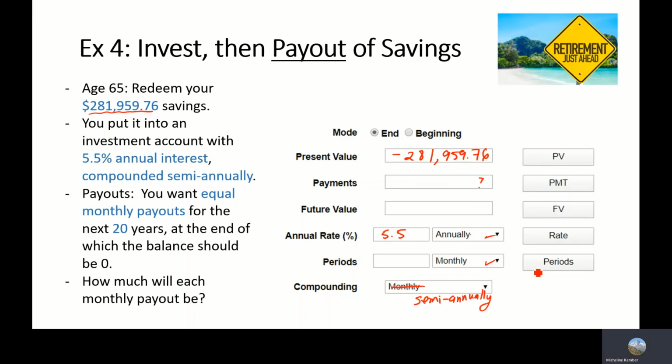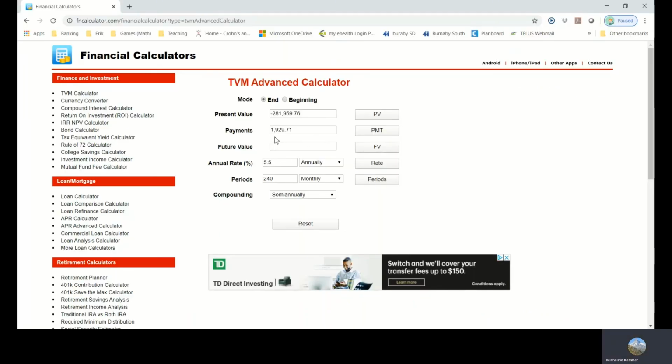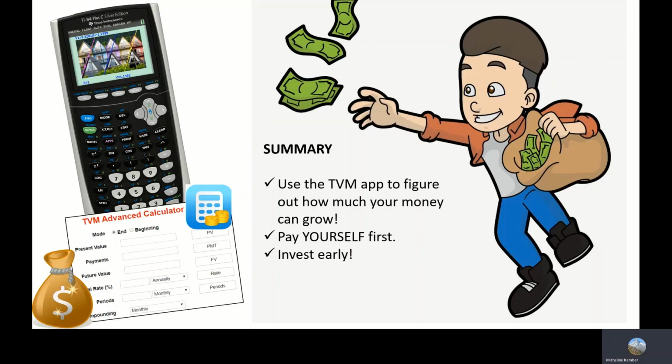And 20 years is going to be 12 payments per year, because you want to be paid monthly, times 20 years. You're figuring you're going to last for 20 years. So that works out to 240 as the number of periods or payouts that you would get. You would get $1,929.71 per month.